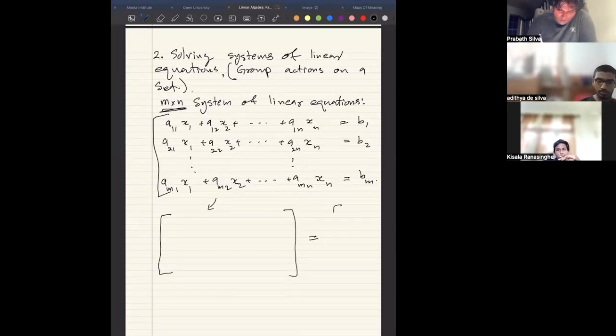In this equation, you can write it this way: b1, b2, dot dot dot, bm. Okay, and in here, x1, x2, dot dot dot, xn. Okay, and then here you have a11, a12.